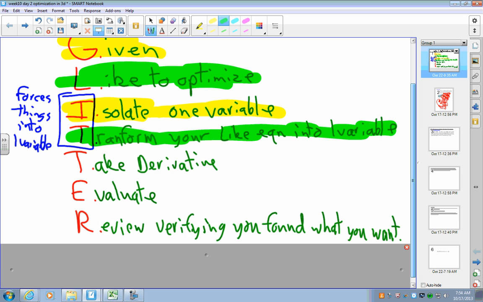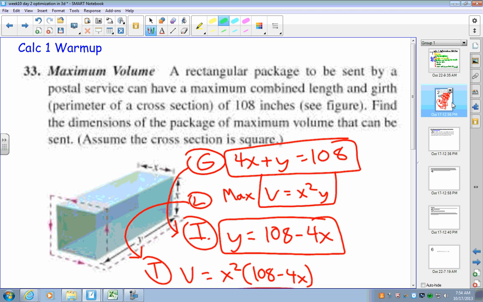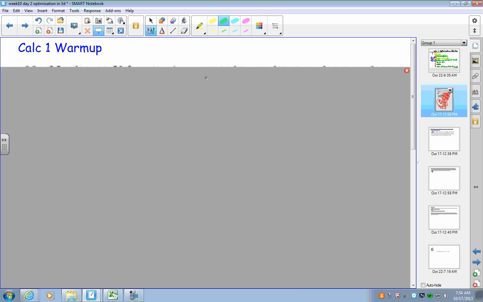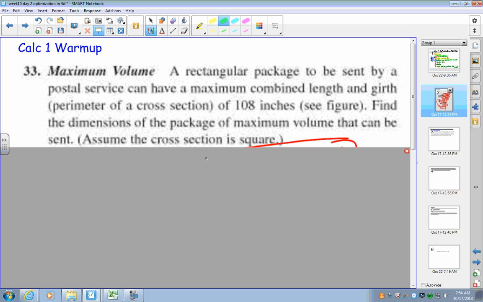I don't care how you do it, but I do expect that right away you should be able to handle this classic Calc 1 question. So I'm going to hit pause. You're going to solve it. When you think you have it done, unhit pause, and you'll see my steps through GLITTER. Okay?